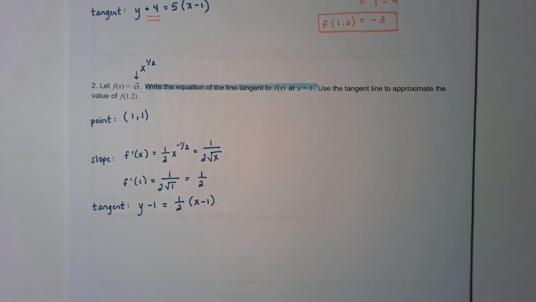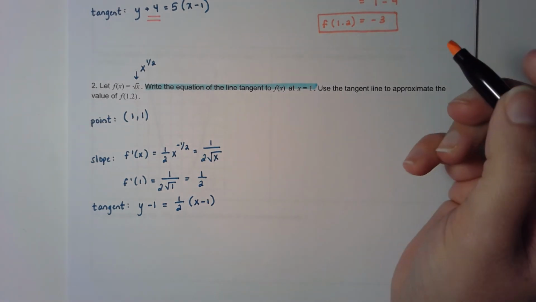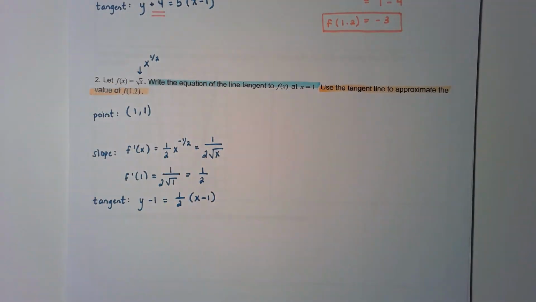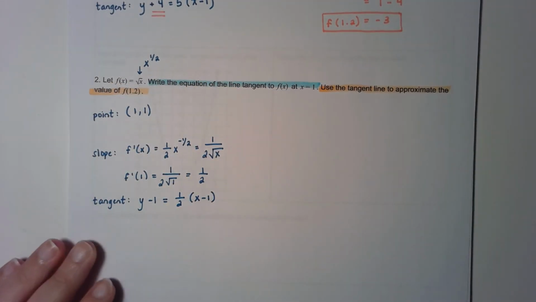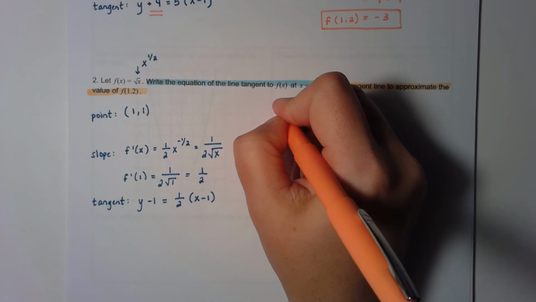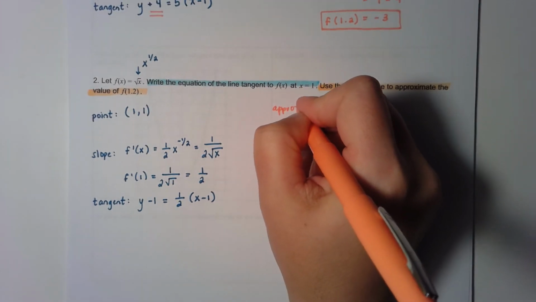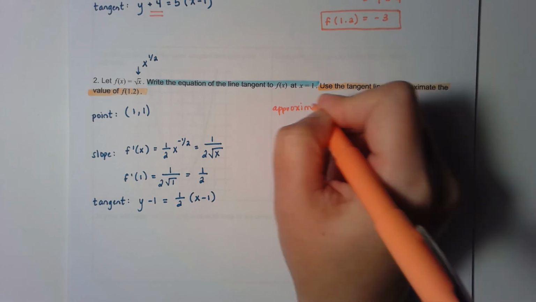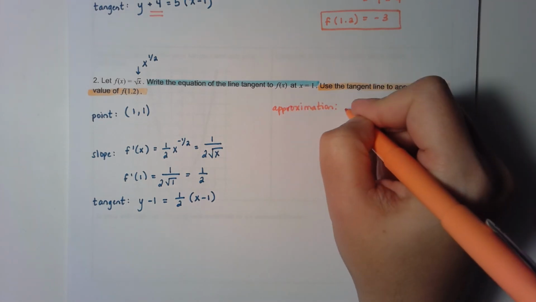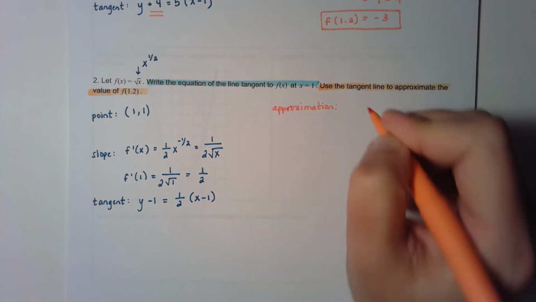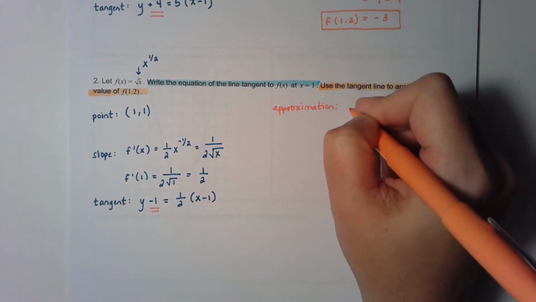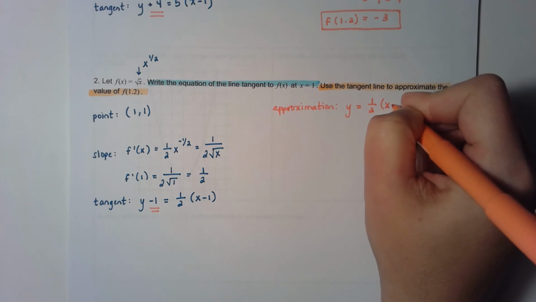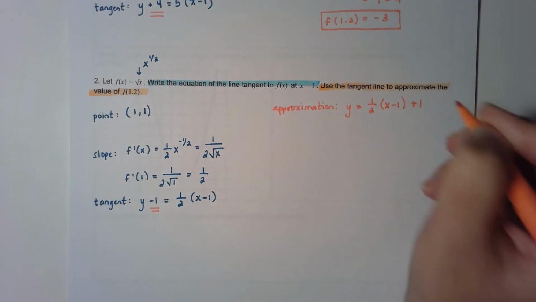Now the second part of the directions here say use the tangent line to approximate the value of f of 1.2. So the next thing that I'm going to do is an approximation. So I would have my original tangent line. I'm just going to move the -1 over. So it's going to be y equals 1/2 parentheses x minus 1 plus 1.